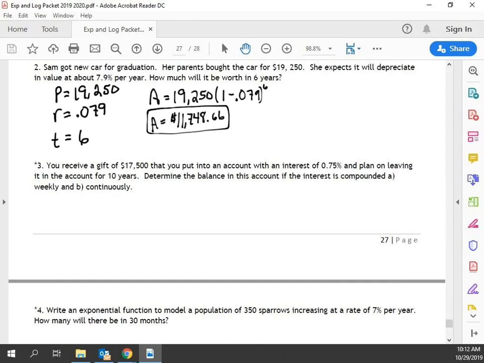Any questions about decay? Just got to read through the problem, guys, and know which formula to pick. And then from the formula of decay or growth, just determine, is it getting larger, is it getting smaller?